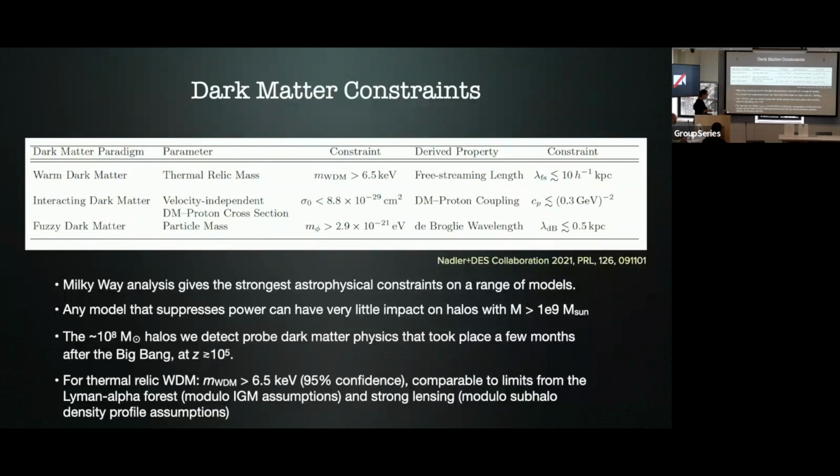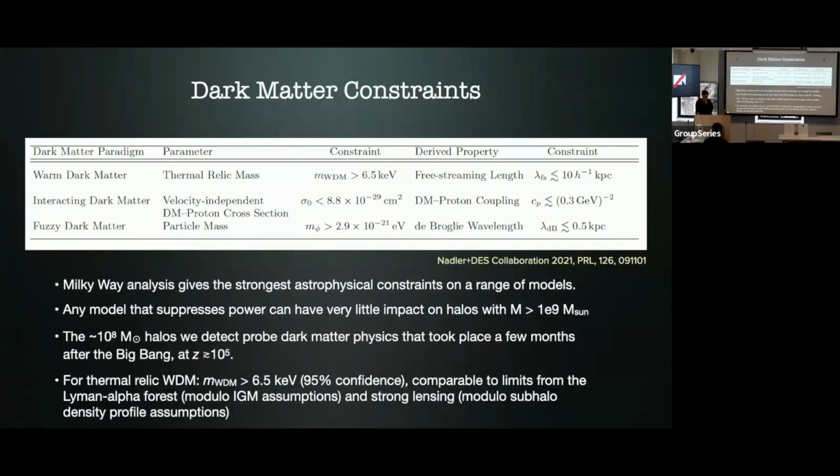Okay, and this is really cool because the physics that we're probing here is really just a few months after the Big Bang. That's when this comes into the power spectrum. So the bottom line is that for a thermal relic warm dark matter model, the limit on the mass is 6.5 keV at 95% confidence. That's comparable to limits from the Lyman alpha forest and strong lensing, with very different assumptions about the systematics, and I'd be interested to chat more about this.